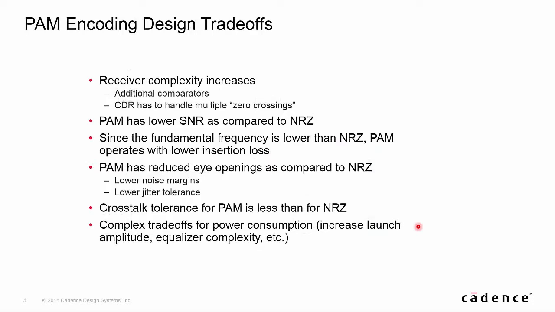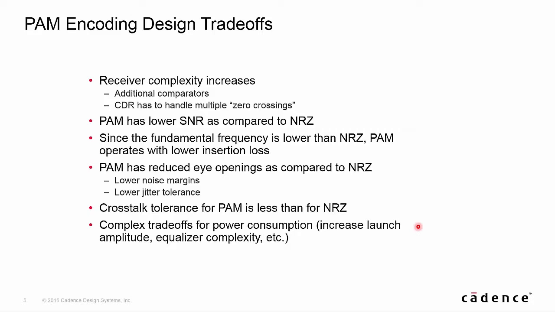So what are some of the trade-offs when using PAM encoding? One is that the receiver complexity increases. Instead of a simple 1 comparator on NRZ, we now need additional comparators for each of those voltage levels. The clock and data recovery has to also handle multiple zero crossings, so it is more complex on the receiver side. PAM encoding also has a lower signal-to-noise ratio as compared to NRZ, and that is because the vertical eye voltages are lower in PAM than they are in NRZ.